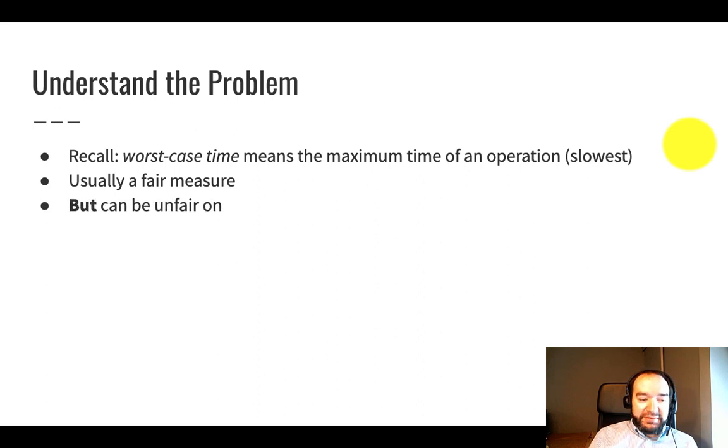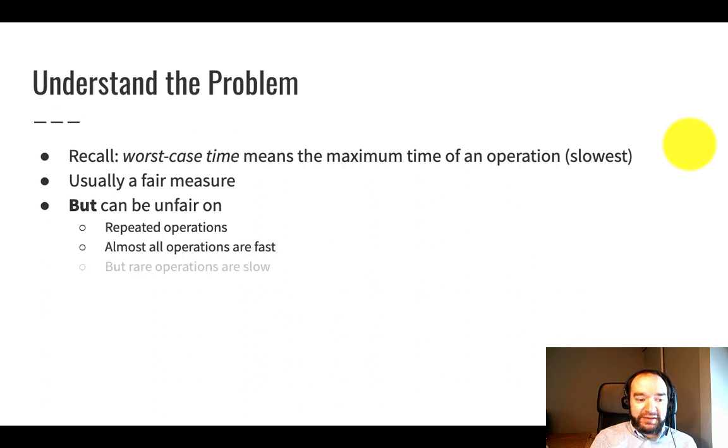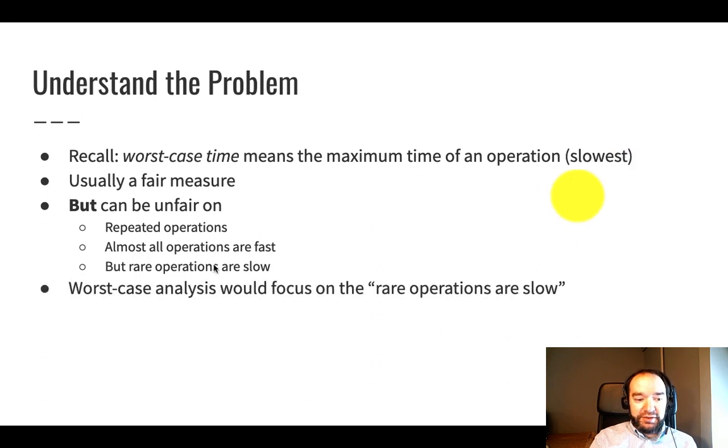However, sometimes worst case analysis can be unfair. It can give us an unrealistic picture of how slow an operation is. This happens in a specific situation when we have repeated operations done over and over again. Almost all of them are fast, but rare operations are slow. And what happens there is if we focus on the worst case, we would focus entirely on these rare slow operations. And while it would be true that that would be the worst case time of one operation, it paints a pessimistic picture that all of the operations are that slow.